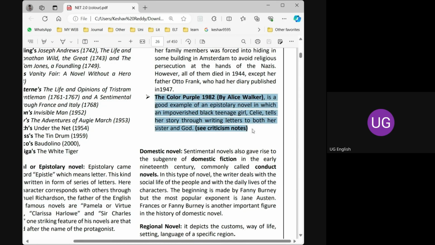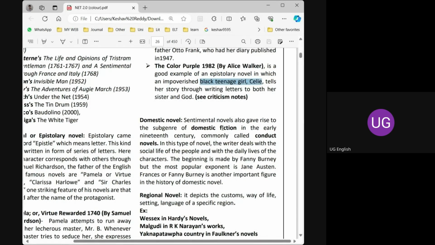The Color Purple. This is a very important work in literary criticism. This is by Alice Walker, who invented the term womanism. The term womanism, Alice Walker. And here the principal character, the important character, is Celie. She is a black teenage girl. She wrote letters to God. Very important. Just remember this point. The Color Purple, a very important feminist work. We will discuss feminist criticism. We have a big chapter on feminist criticism, almost 10 to 15 pages.